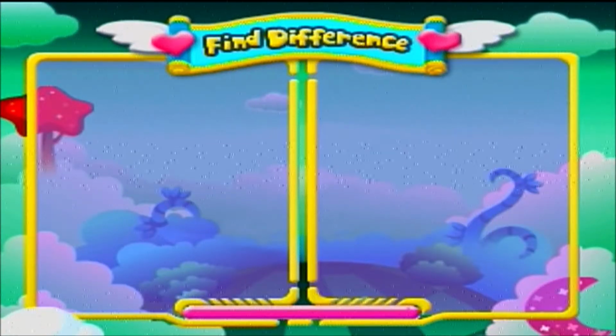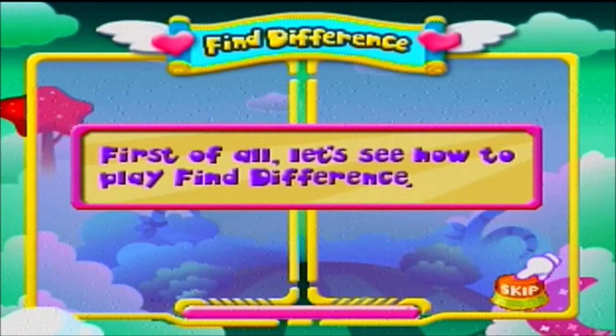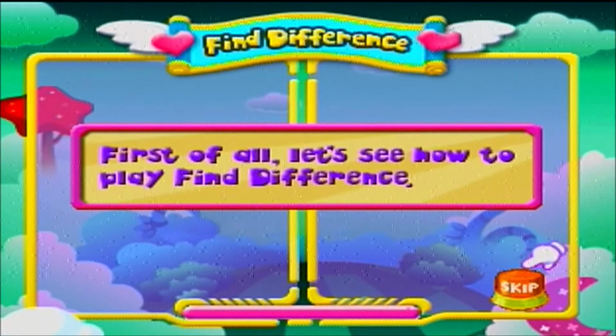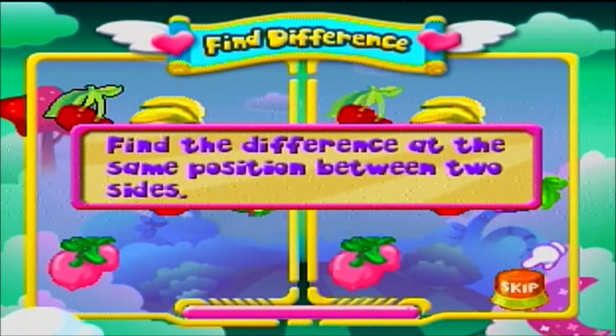Find difference. First of all, let's see how to play find differences. Find the difference at the same position between two sides.